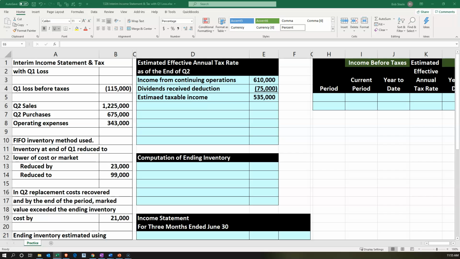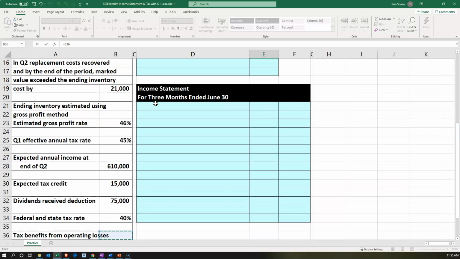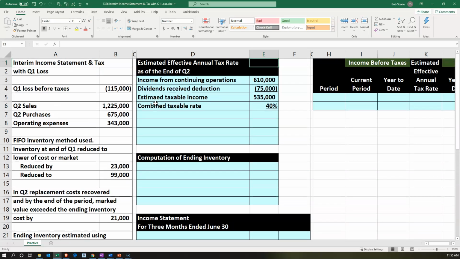Then we've got the combined tax rate. They gave us the federal and state tax rate combined at 40%. So 40% is the combined tax rate, and that's on the year, the expected combined tax rate for income taxes. And then we're going to multiply that out. That's going to be the 535 times the combined tax rate of 40%, which gives us the 214,000.